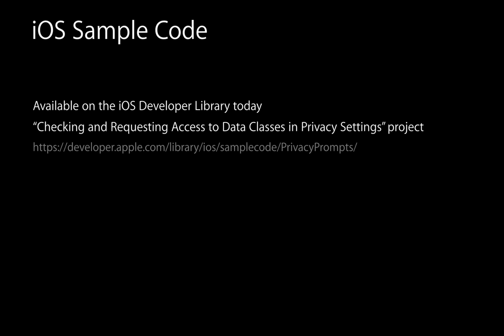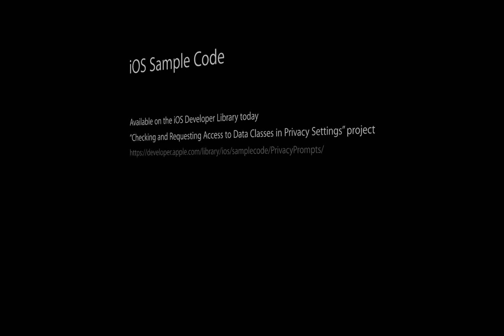So we have some great iOS sample code out for you today. It's called Check-in: Requesting Access to Data Classes in Privacy Settings, and it's available on the iOS Developer Library. You can use it directly in your project or just download it and play with it. So that's data isolation and prompting your users with purpose.